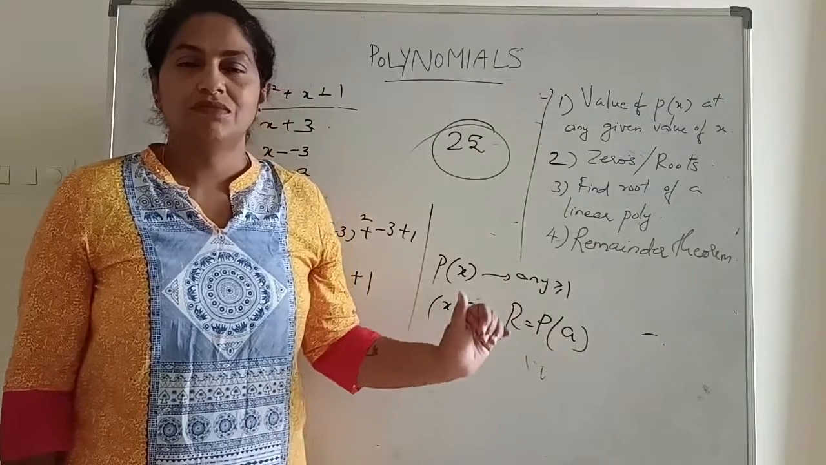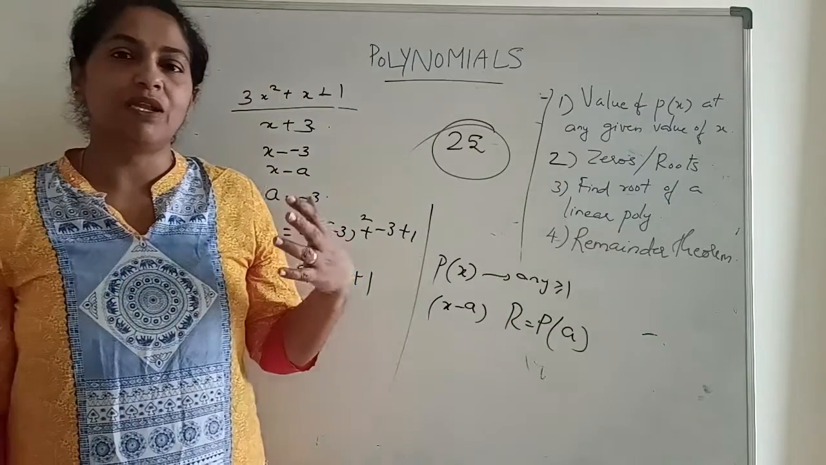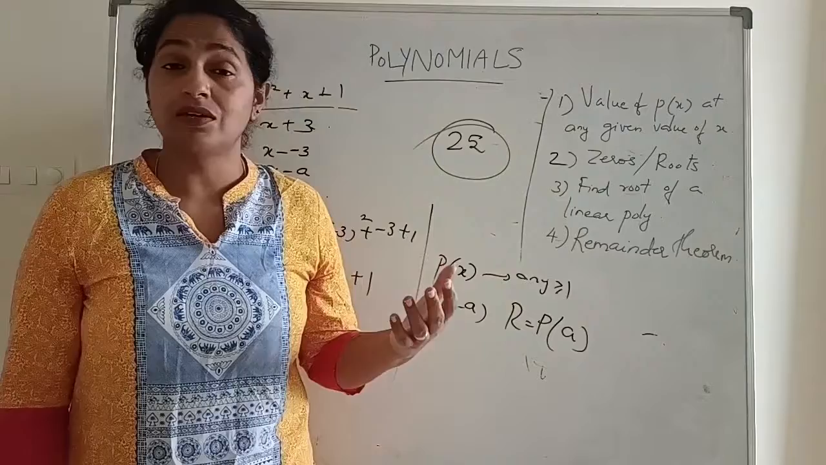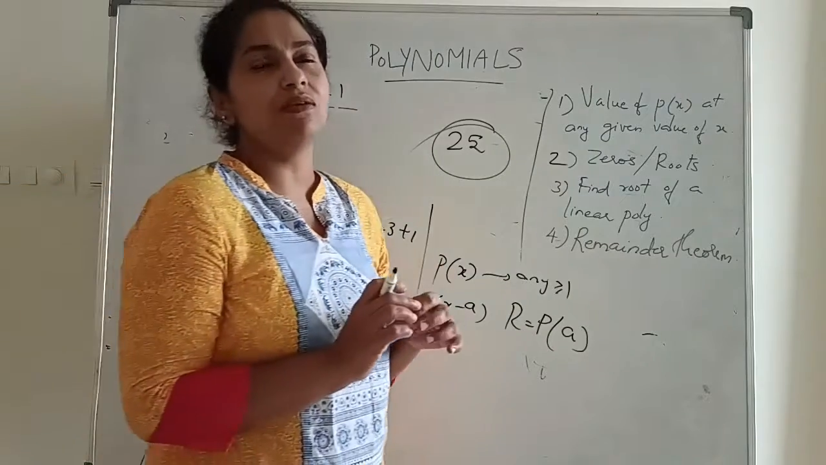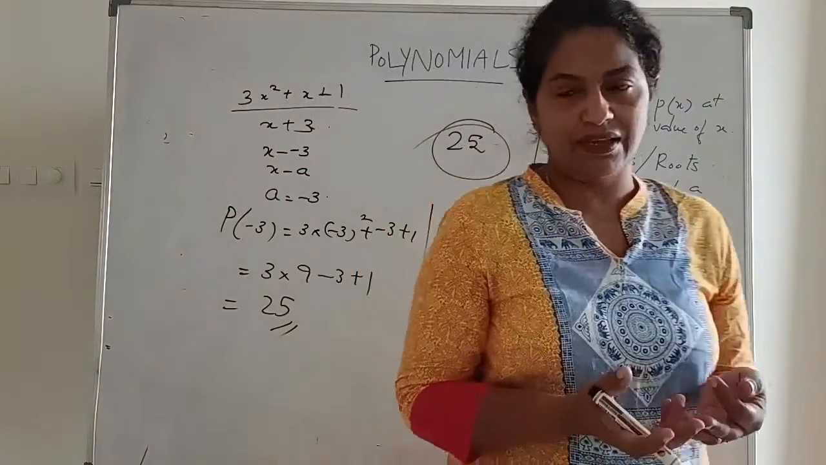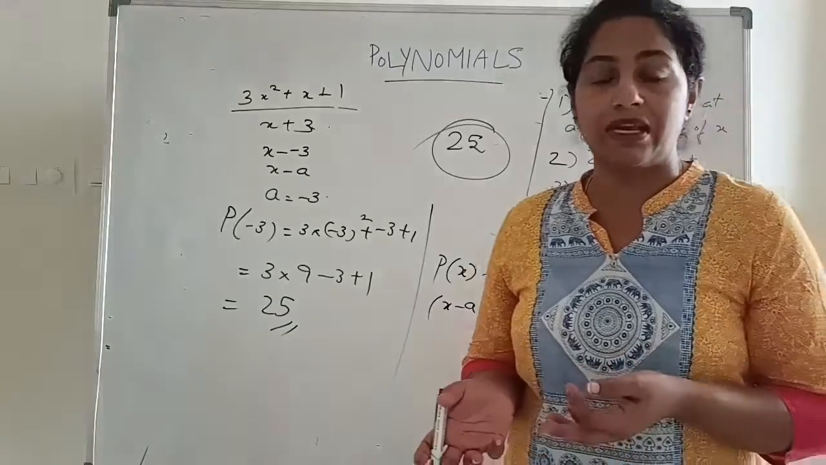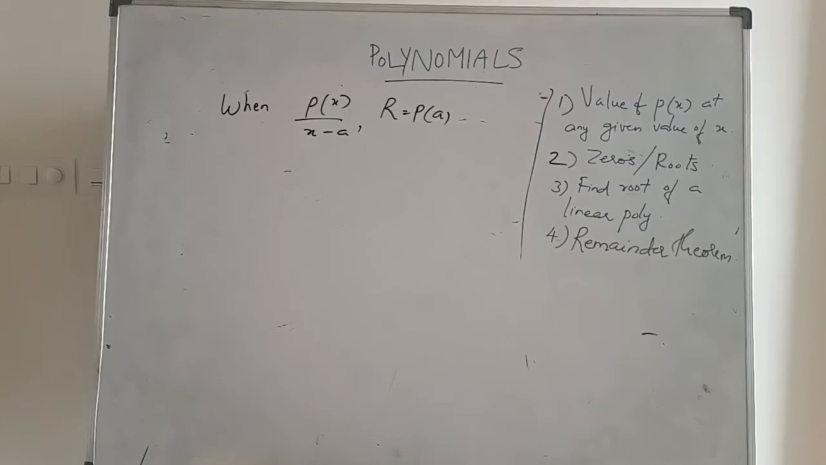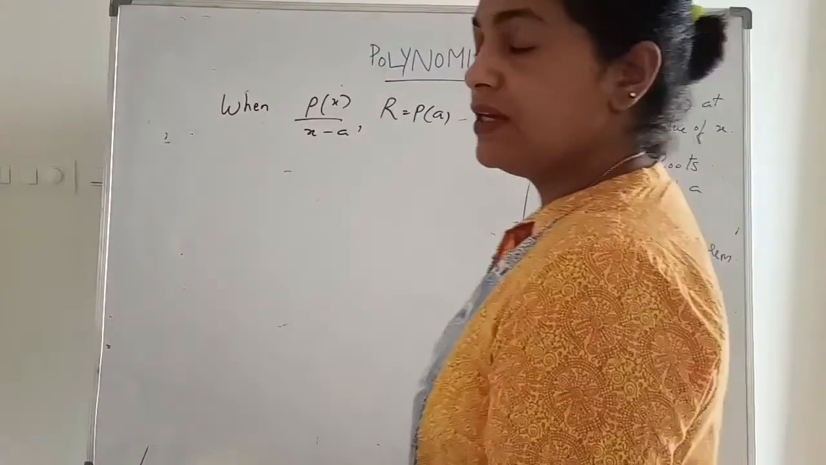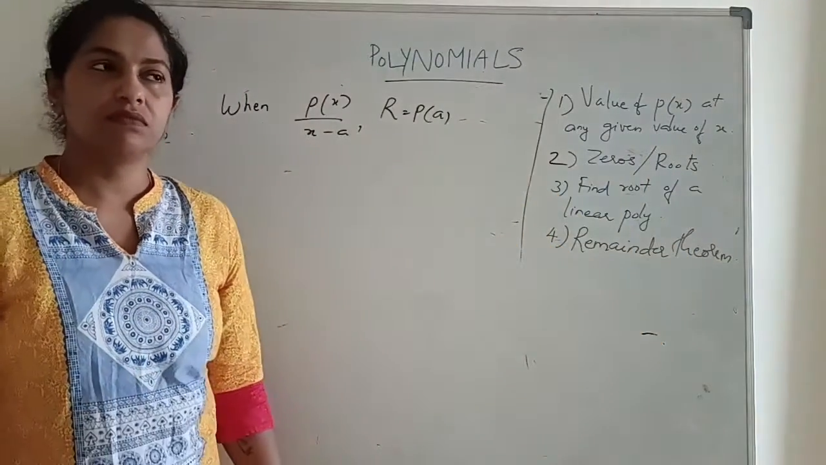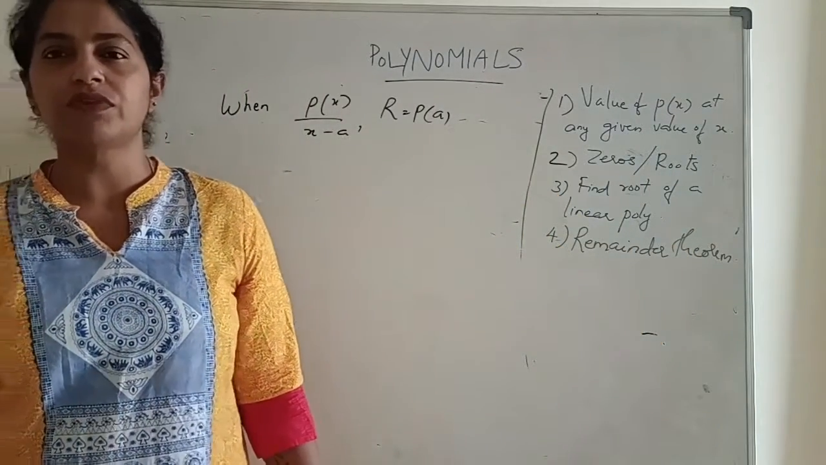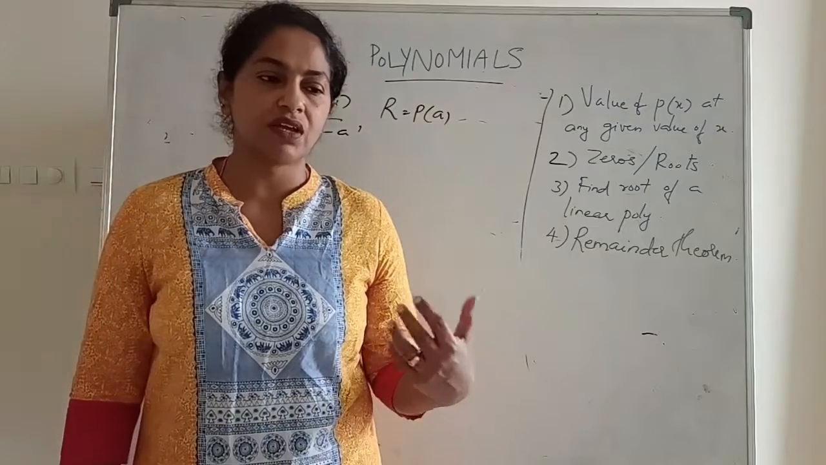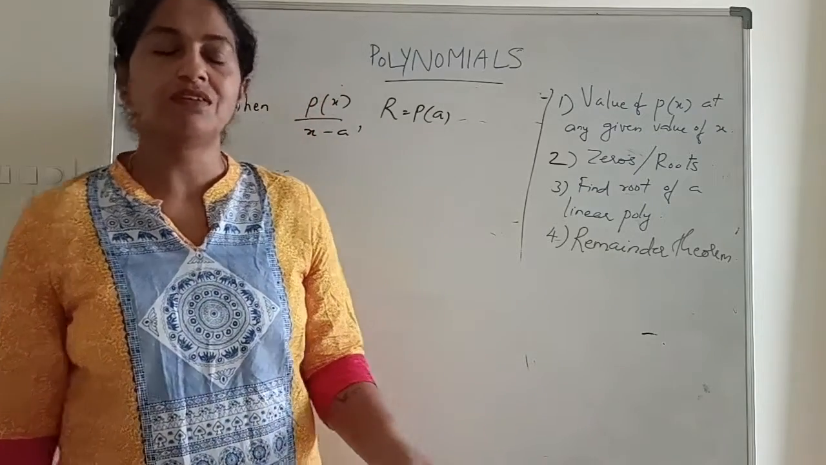So the remainder theorem, once again: when a polynomial p(x) of a degree greater than or equal to 1 is divided by a linear polynomial x minus a, the remainder will be p of a. So I have written it again. When p of x is divided by x minus a, my remainder is p of a. Let us see how this works. There is a proof that is given in the NCERT textbooks, and yes, you have to go through it.